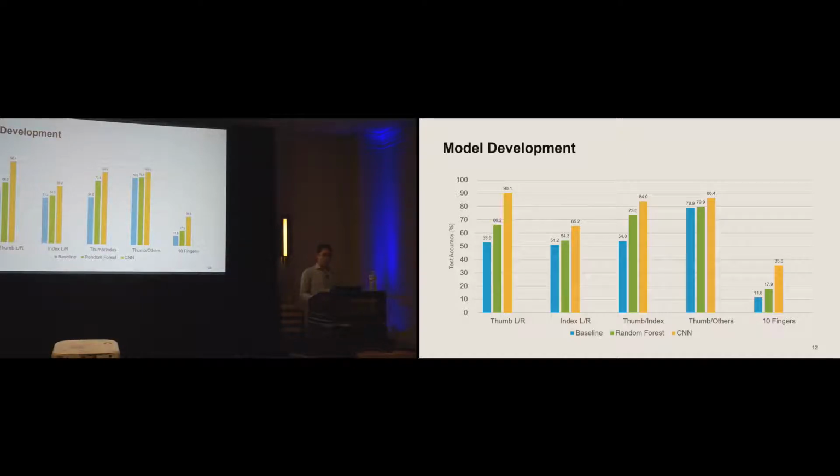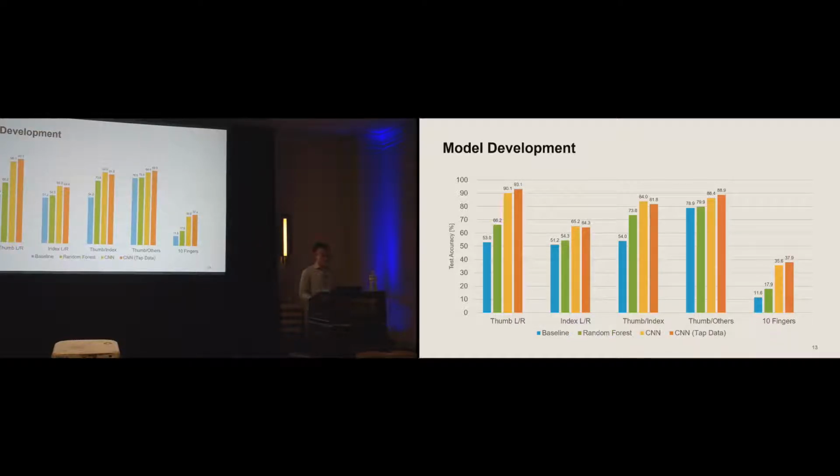However, the identification of all 10 fingers achieved an accuracy of 36%, which is not usable. So we went a step further and looked into more specific models. In a real system, only the first tap is relevant since the finger cannot change until it is lifted up from the display. The orange bar here shows the accuracy of the CNN, which was trained and tested only with the tapping data. For the left-right thumb model, it increased the accuracy by 3%, which is now at 93%. But for our other models, the accuracy improved or decreased slightly.